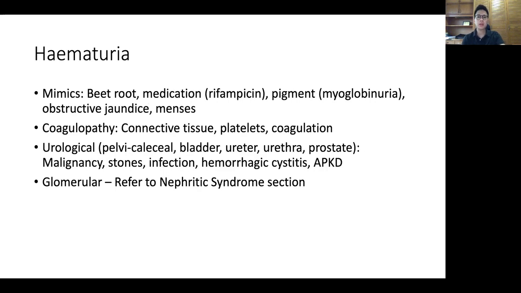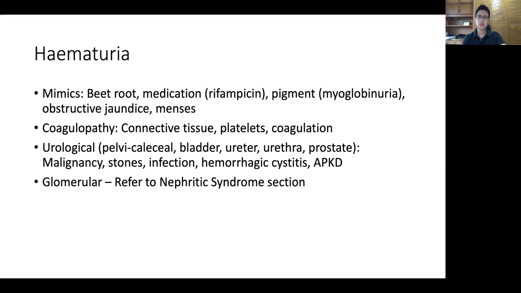So I think about hematuria in terms of a few layers. The first is to exclude mimics, so beetroot, medication such as rifampicin, pigment like myoglobinuria, and obstructive jaundice. The tea-colored urine can sometimes be perceived as hematuria, and ongoing menstruation too. Then I also think about systemic coagulopathy that can be classified into connective tissue problems, platelet dysfunction, or thrombocytopenia, as well as coagulopathy that can be due to iatrogenic causes such as anticoagulation, or acquired or inherited coagulation dysfunction.